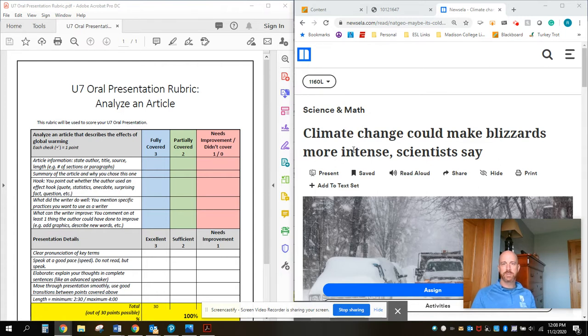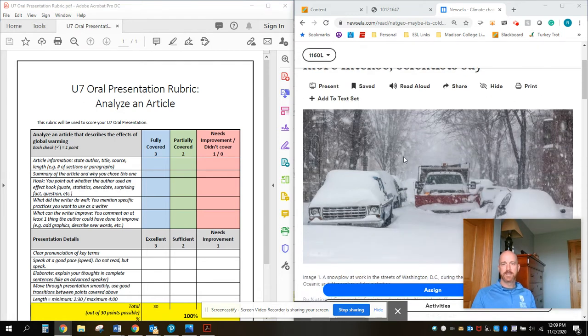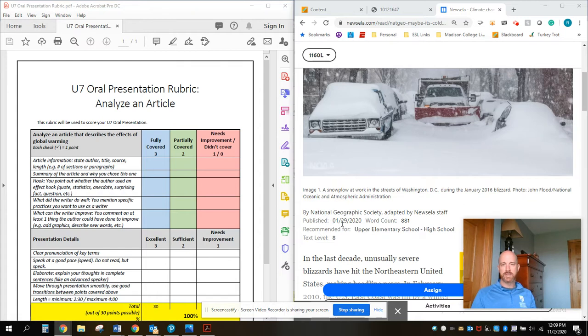The article that I chose to present on is called Climate Change Could Make Blizzards More Intense, Scientists Say. This article is written by the National Geographic Society. It has 888 words and is written at the upper elementary high school level, at text level 8.